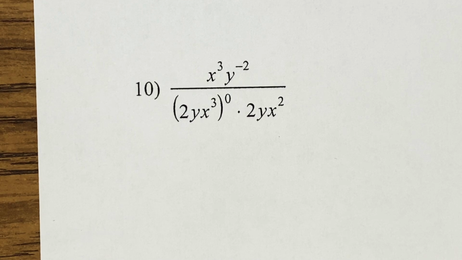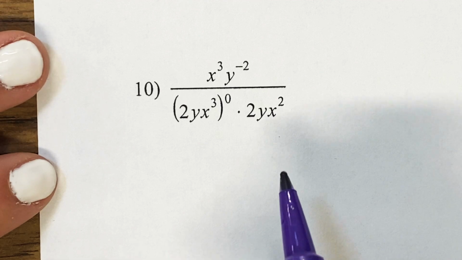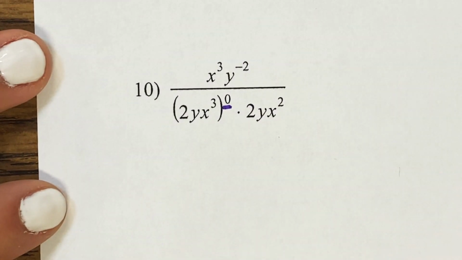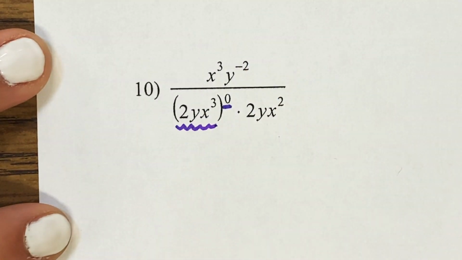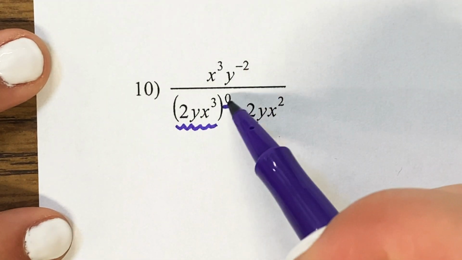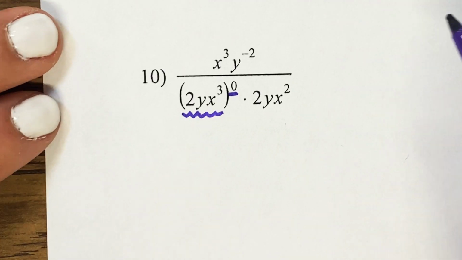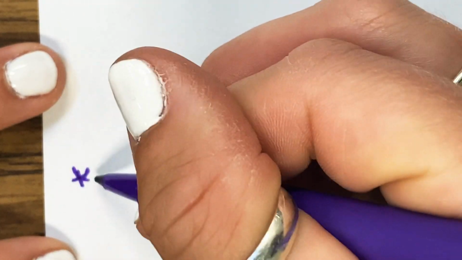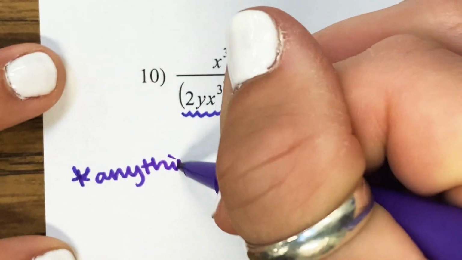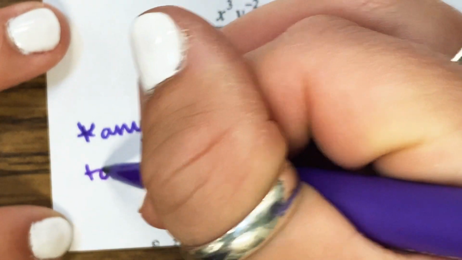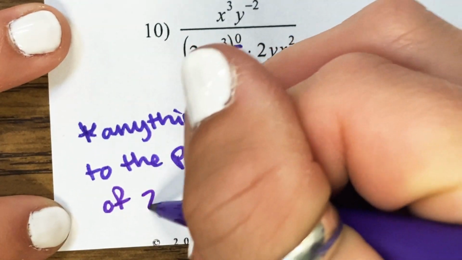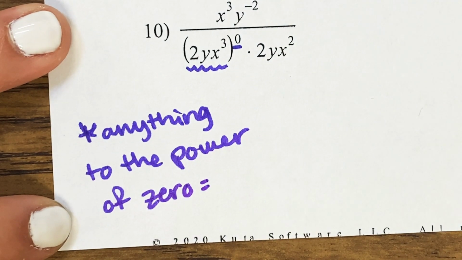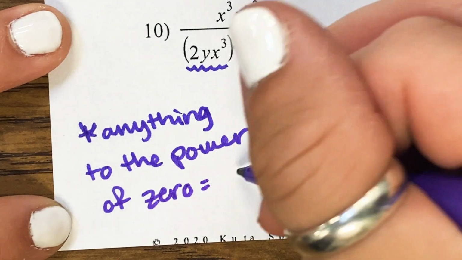Okay, so the first thing you're going to want to see, power to a power, right? Where are your parentheses? Okay, and I see this power of 0. So meaning the whole thing, everything inside, right? Parentheses means everything inside is to the power of 0. Okay, what is anything to the power of 0? In fact, we're going to make a note. Anything to the power of 0 is what? Good job. It's 1.